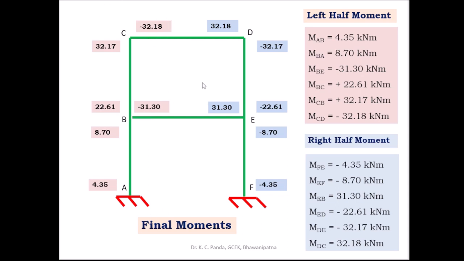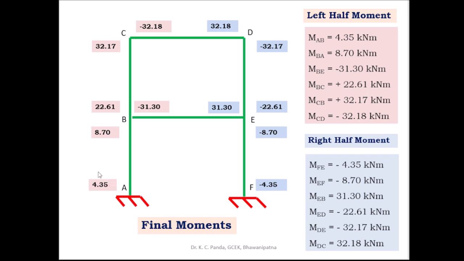Here you get the final moment of the left half. Substitute the member, and the right half takes the same value but in opposite sense. Here you got minus 32.18 for MCD, so MDC you take 32.18 kilonewton meter. Here you got MB is equal to minus 31.30, and this side MEB is equal to 31.30 kilonewton meter.